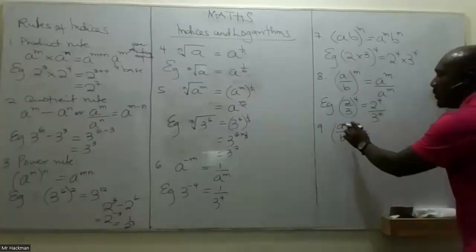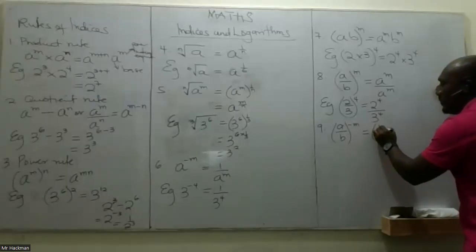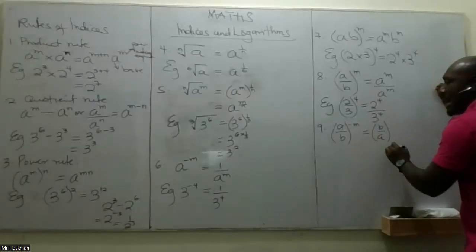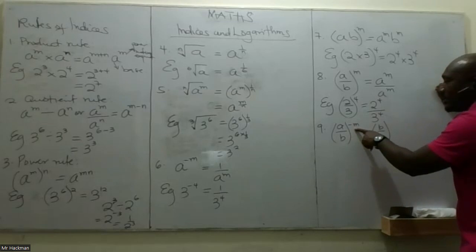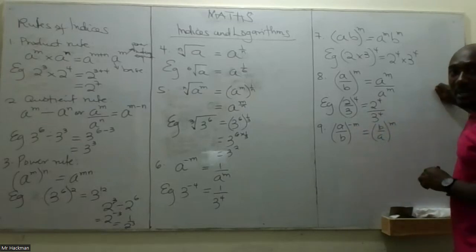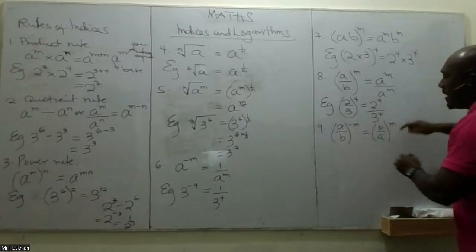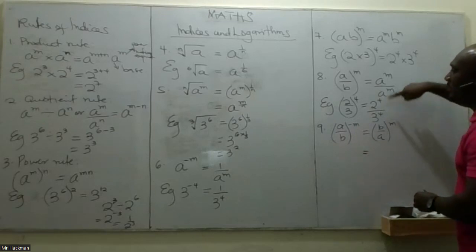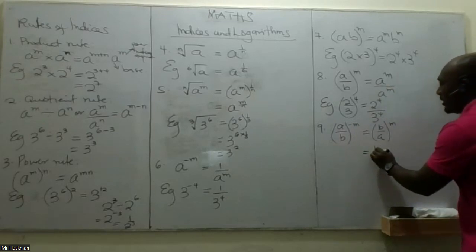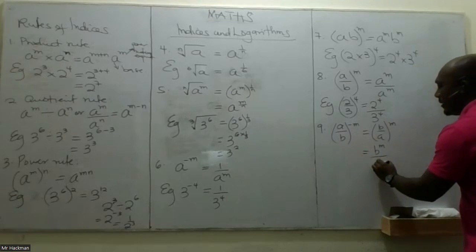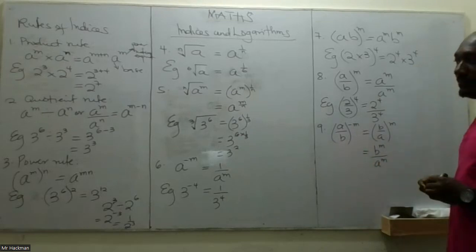Okay, so I will invert the fraction, so that will give me B over A. Immediately I invert the fraction, the exponent here becomes positive, so positive M. So this one now becomes similar to what we just did here. So it will be B to the power M over A to the power M. Is that clear?